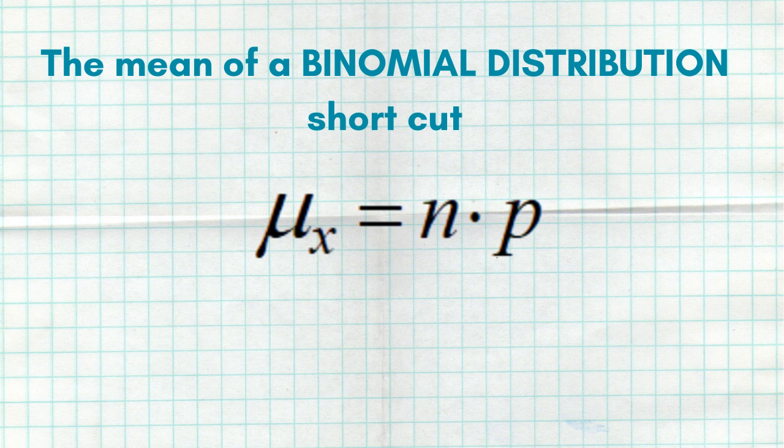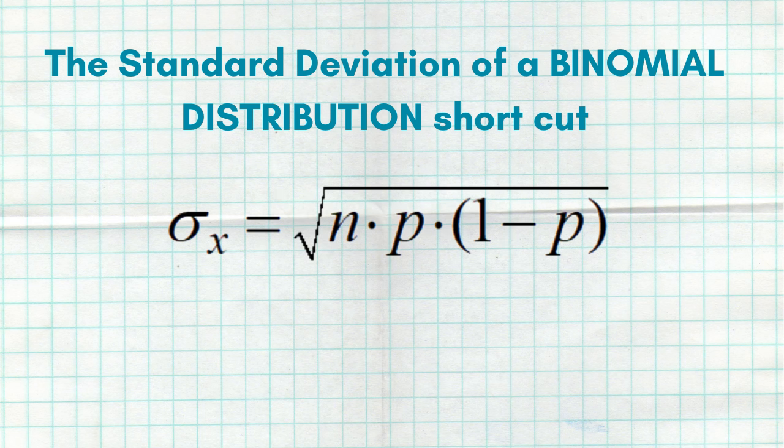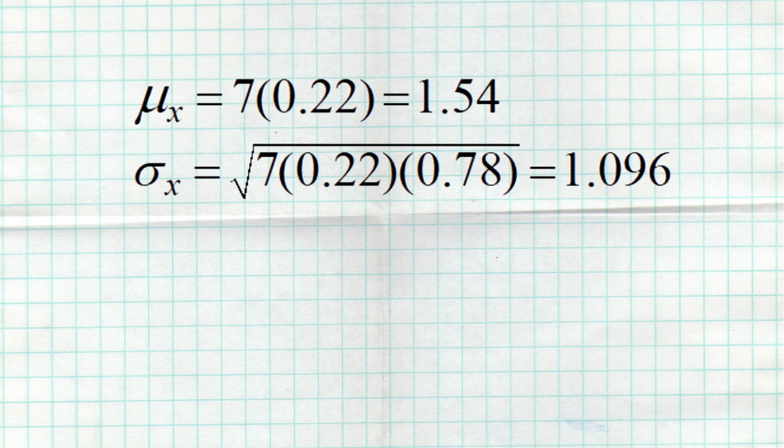It's one of the easiest formulas in the world. To find the standard deviation for a binomial distribution, you have to take the square root of n times p times 1 minus p, which is the complement. Now, in our scenario, the mean is going to be 7 times 0.22, which is 1.54. And the standard deviation is going to be the square root of 7 times 0.22 times 0.78, which is 1.096.